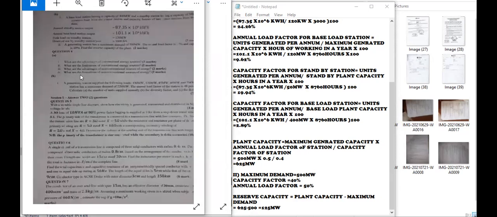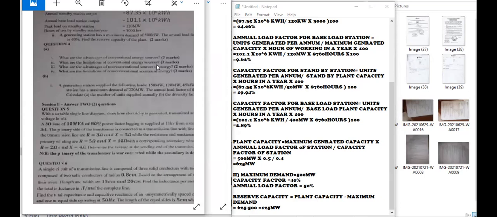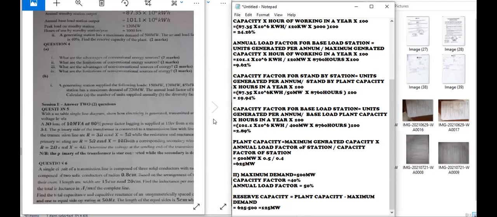Question 4 says, what are the advantages of conventional energy sources? Let me mention two. Advantage one for conventional is that it's a source of revenue for the country since they are used for industrial purposes. Another thing is that they can produce high voltage and high power for all this industrialization. They generate more energy. It's true, because if you watch our grid, the ones that give higher power are from the conventional energy sources.